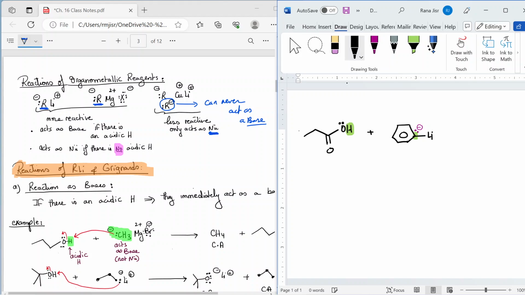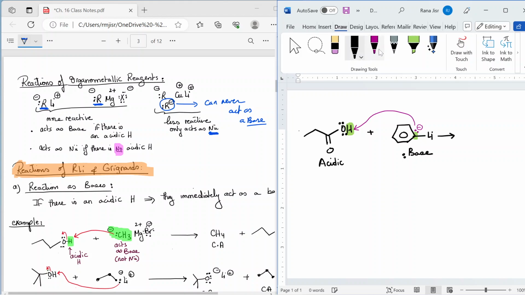That acidic hydrogen is connected to the oxygen. The reason why it's acidic, this is a carboxylic acid, is because the hydrogen is connected to an electronegative element. So now the base is going to take that acidic hydrogen, because bases always take acidic hydrogens. This is going to be our base now. Base is always our source of electrons, so you're going to start from the base towards the acidic hydrogen.